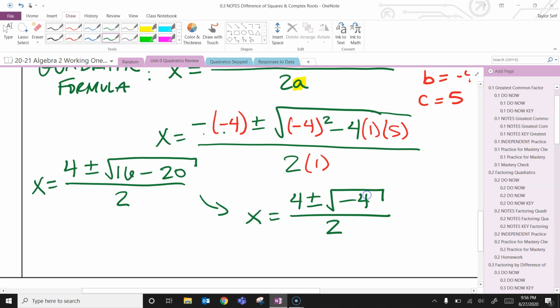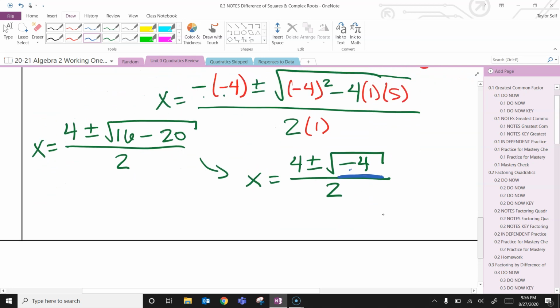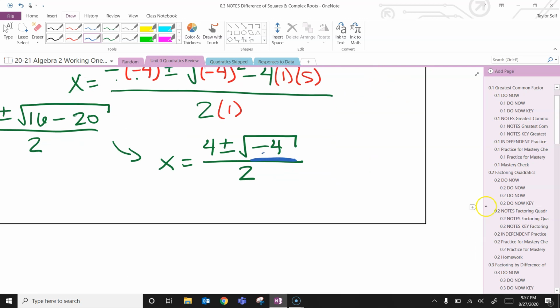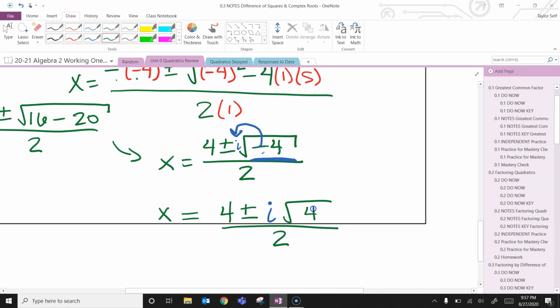Okay, there's one more thing we need to talk about today. It's this, the square root of a negative. When you square root a negative, a funny letter pops out. I don't know if y'all remember what letter pops out, but when you square root a negative, you end up getting an i. Think of it as the negative sign comes out in front, it leaves and turns into an i. So x equals 4 plus or minus i, then the negative's gone, square root of 4 over 2. See how the negative disappeared on the inside of the square root? Because it turned into an i on the outside.